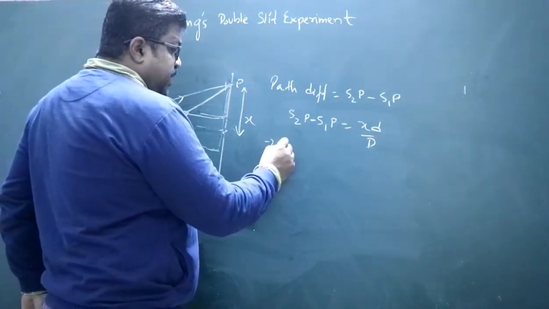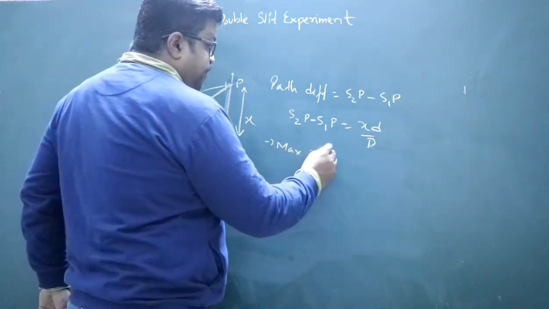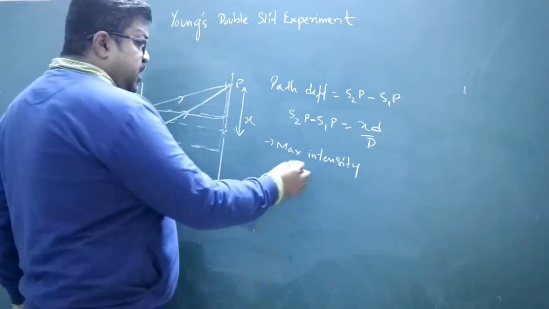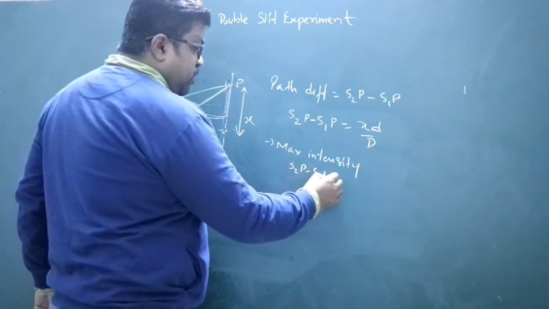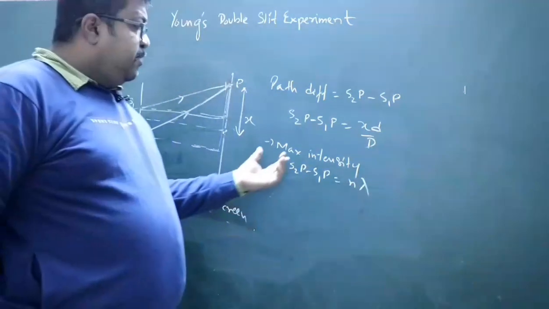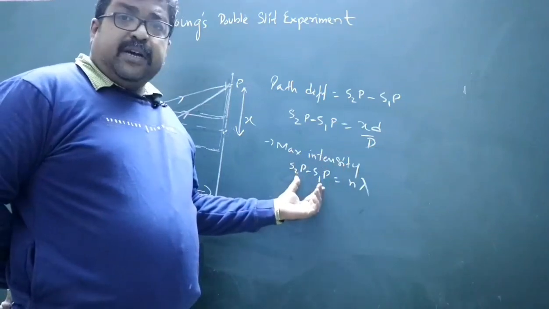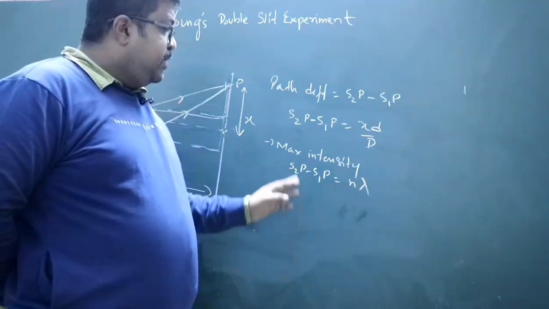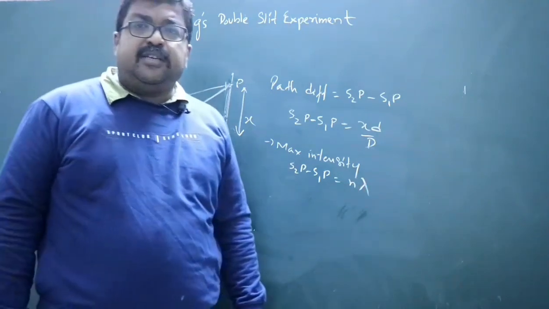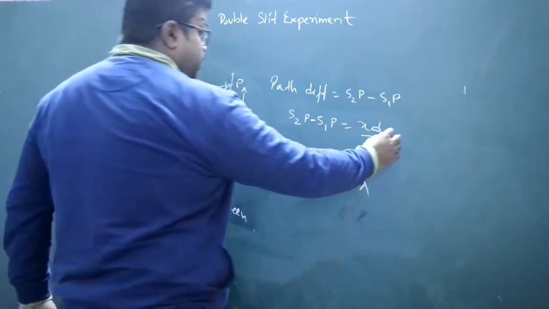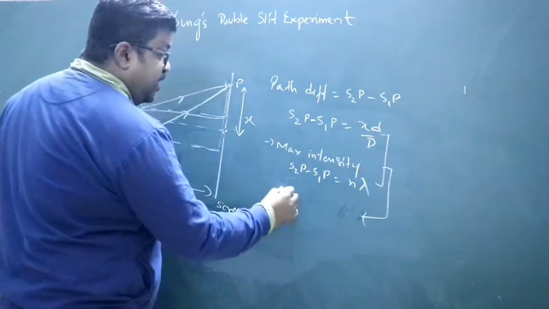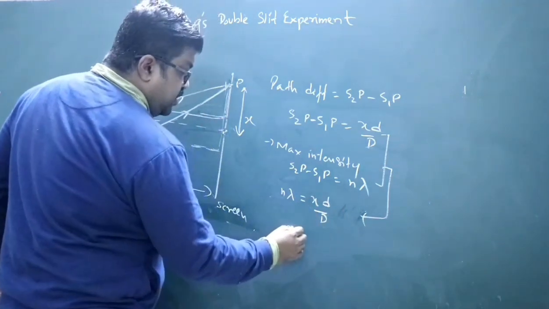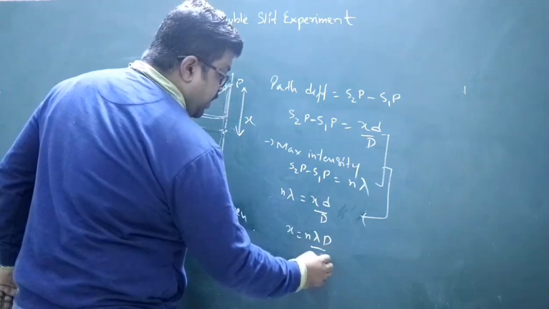Now for maximum intensity, we have already seen that this path difference S2P minus S1P is equal to n lambda. If the path difference is an integral multiple of lambda, where n is equal to 0, 1, 2, 3, then we will get maximum intensity, that is constructive interference. So if I equate these two equations, I get n lambda is equal to xd by D, or x is equal to n lambda D by d.